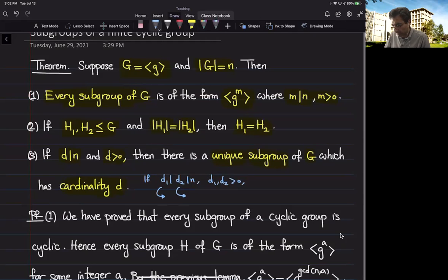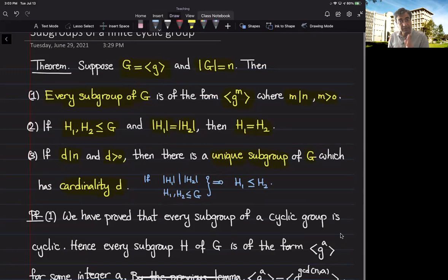So the unique subgroup that has cardinality d1, let's denote that. Or maybe I can say it like this: if the cardinality of H1 divides the cardinality of H2, and H1 and H2 are both subgroups of this cyclic group, then H1 is a subgroup of H2. So if I know the cardinality divides, I can deduce that it's a subset.